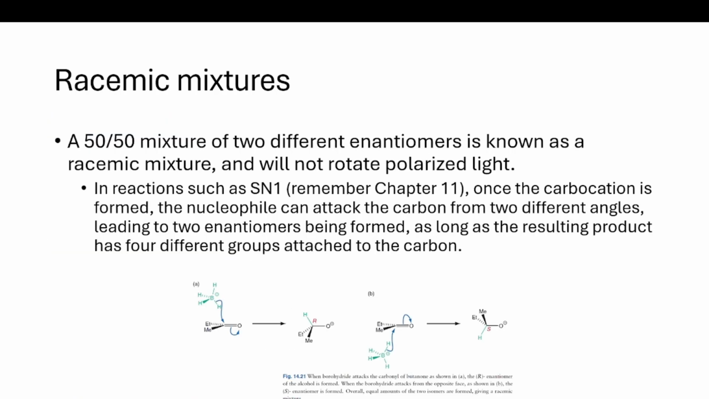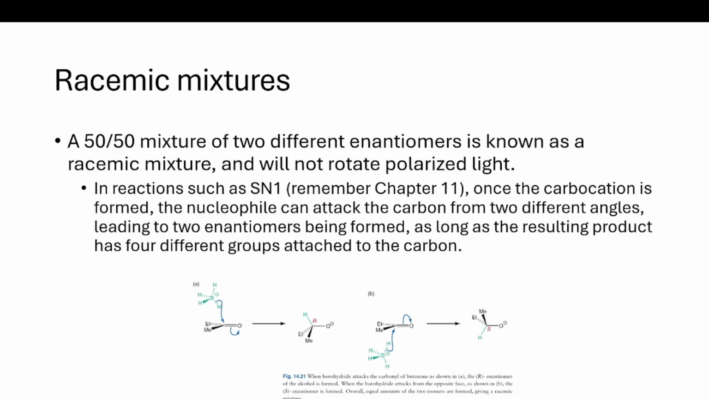Now, going on about enantiomers, I want to talk about racemic mixtures. What a racemic mixture is, is a perfect 50-50 mixture, or roughly 50-50 mixture, of two different enantiomers. And therefore, because we have a pair of enantiomers in the solution, if we pass plane polarized light, we don't get any rotation at all, pretty much.